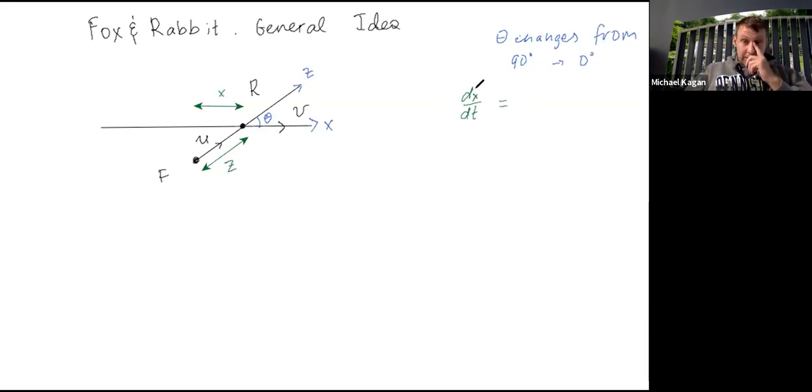So let's understand what's happening. Rabbit runs to increase the X. Fox runs to decrease the X, right? So we have plus V, but minus the X component of U, right? Which is minus U cosine theta. Does that make sense?